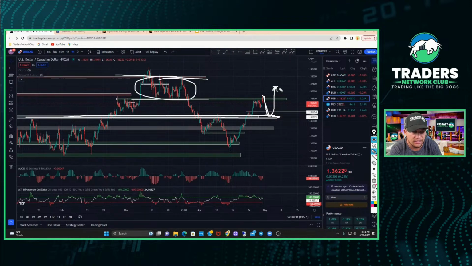There's a lot of consolidation here. I can see why price wants to move in here just to grab some liquidity before it continues to move bearish, because I'm pretty bearish on the US dollar. Okay, guys.